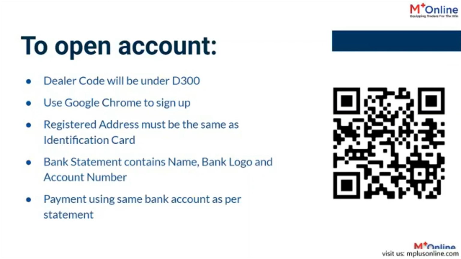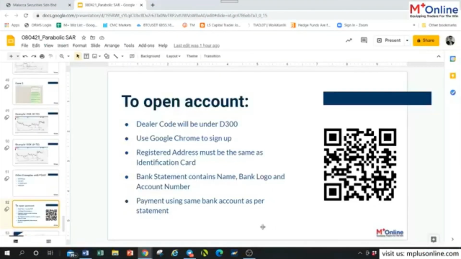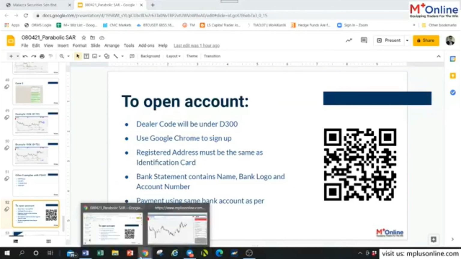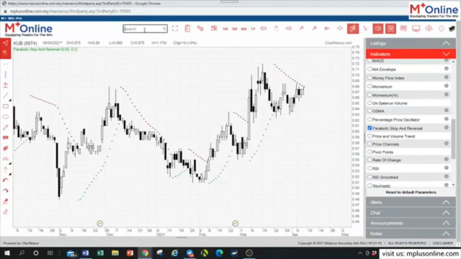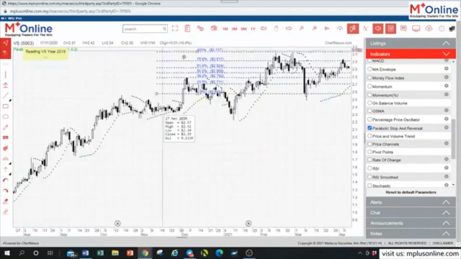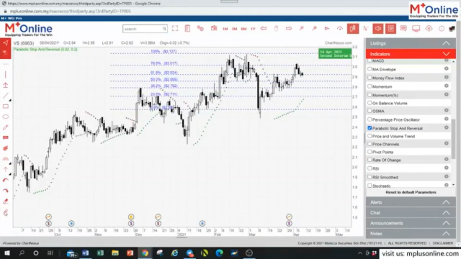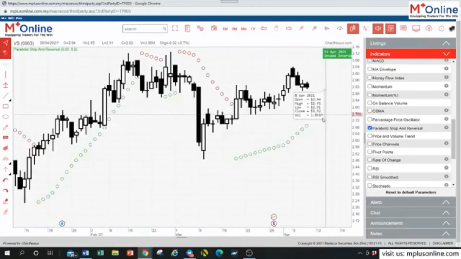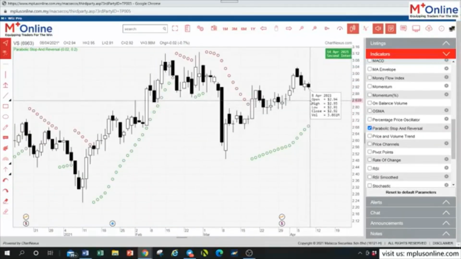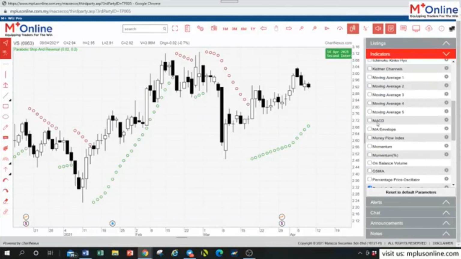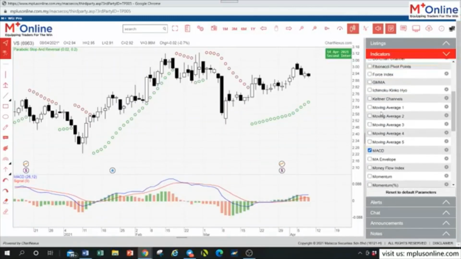Okay, so Mr. Tiang is asking about VS. If you want to look at the chart, it's actually very simple. You just type VS. If you type VS, we can see VS is above the 20 days moving average and above the Parabolic SAR. So let me put on MACD, and also let me put on the moving average for your reference.